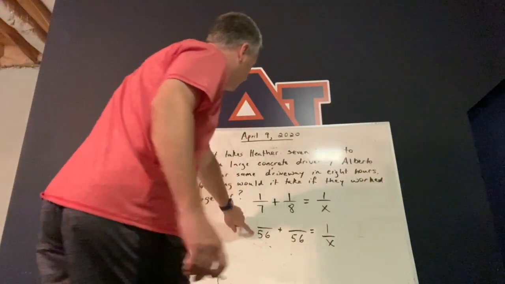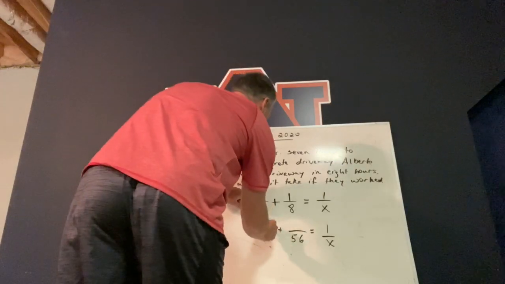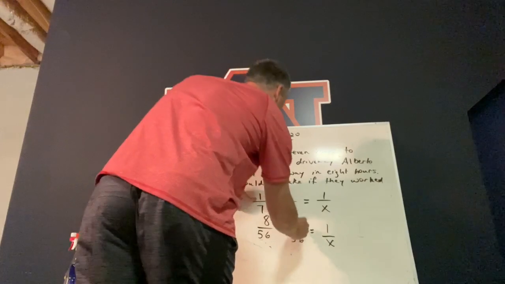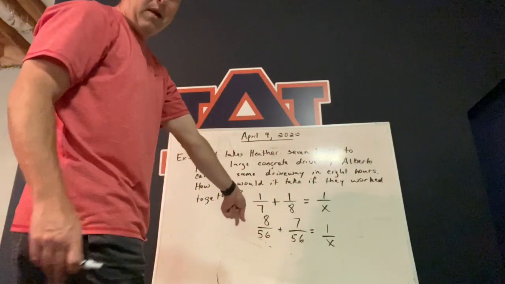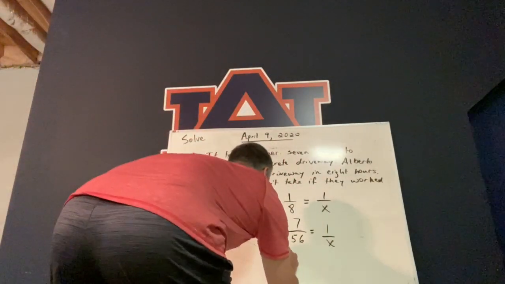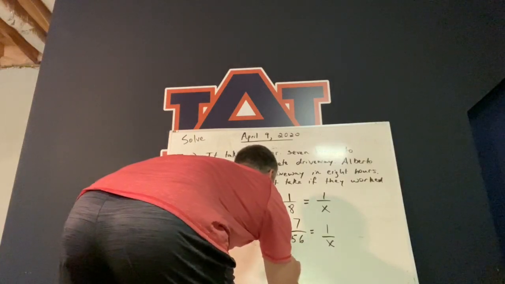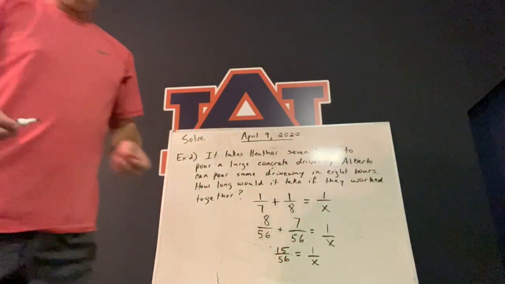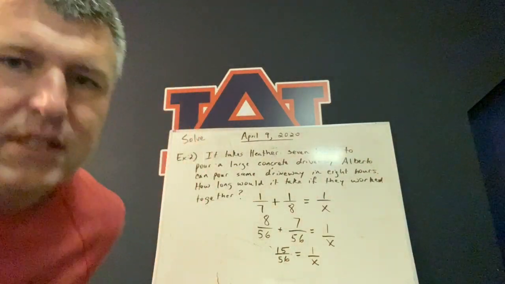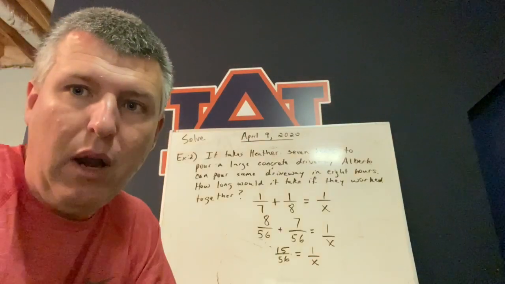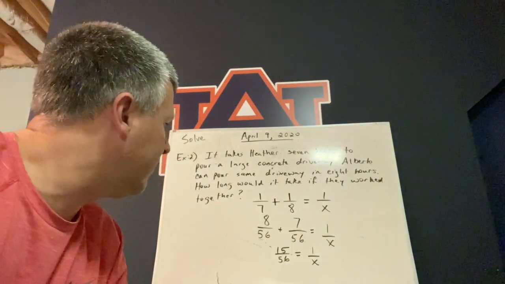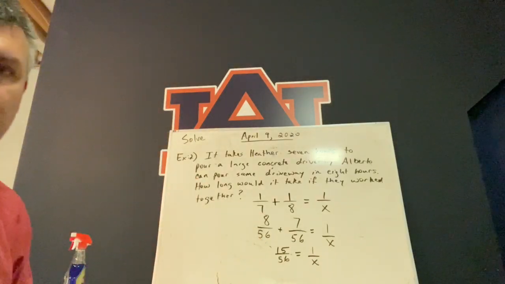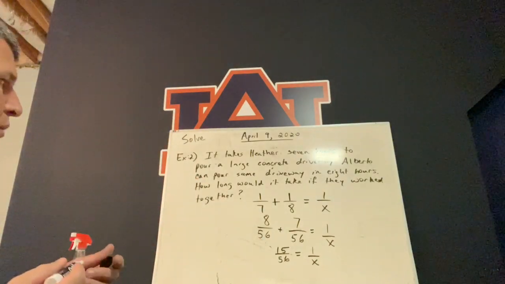Now, 7 goes into 56 8 times. 8 times 1 is 8. 8 goes into 56 7 times, right? 7 times 1 is 7. So, when I do my math, right here, I get 15 over 56 equals 1/x. Now, look what we do. We can simply cross multiply and divide, and we get our final answer, okay?